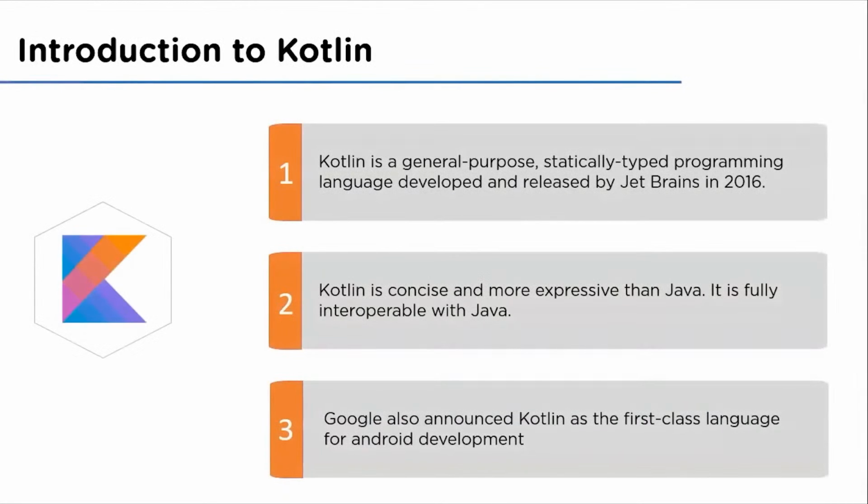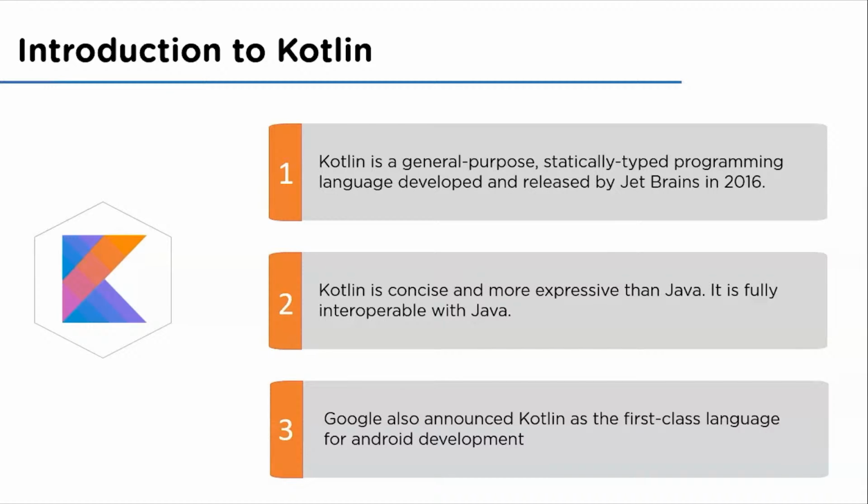Kotlin is a general-purpose, statically typed programming language developed and released by JetBrains in 2016. In 2011, JetBrains revealed the Kotlin project, which is a new language for the JVM. And later, in February 2016, its first version, Kotlin 1.0, was released.